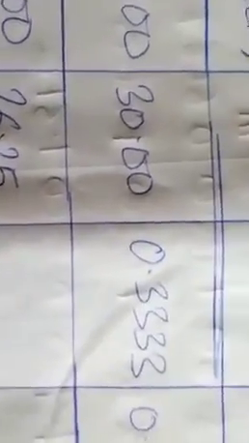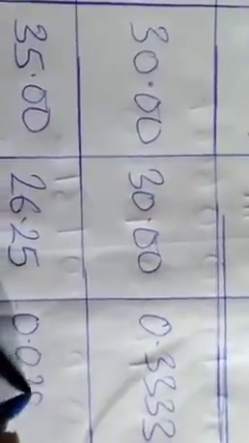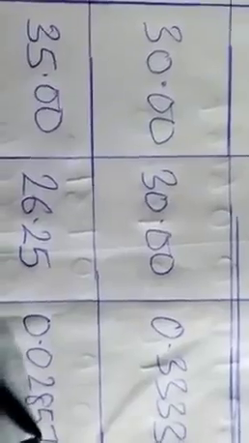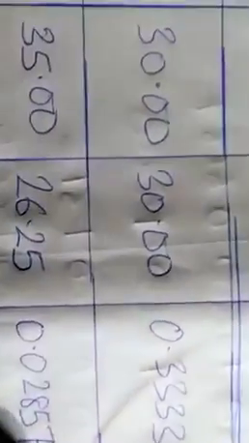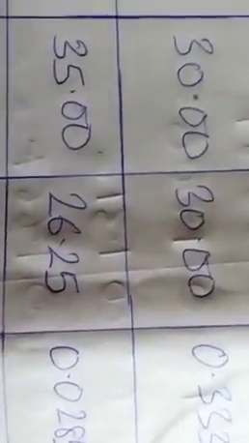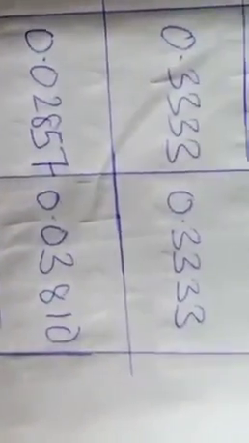So let's report our work. For this second row, U inverse is 0.02857 as we obtained, 0.02857 to 4 SF. Then our V inverse is 0.0381. We'll put 0 at the back to make it 4 SF.